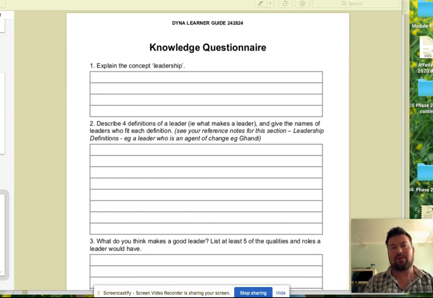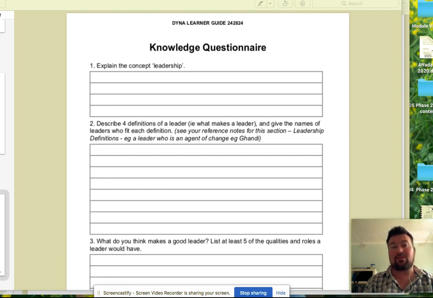I'm going to take you through the portfolio of evidence and guide you along some of the questions. I know that some of you have forgotten a little bit about what was done in class, and so hopefully this will refresh your memory and also help you to complete the portfolio of evidence in order to become competent on this program.